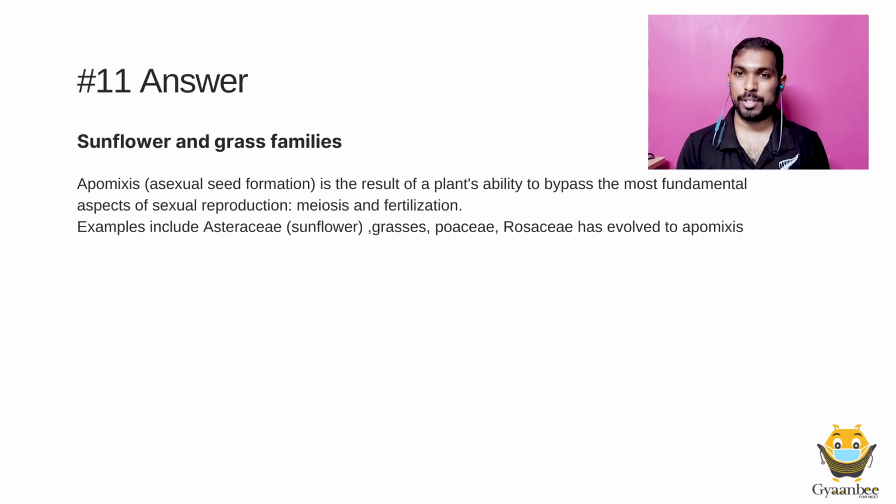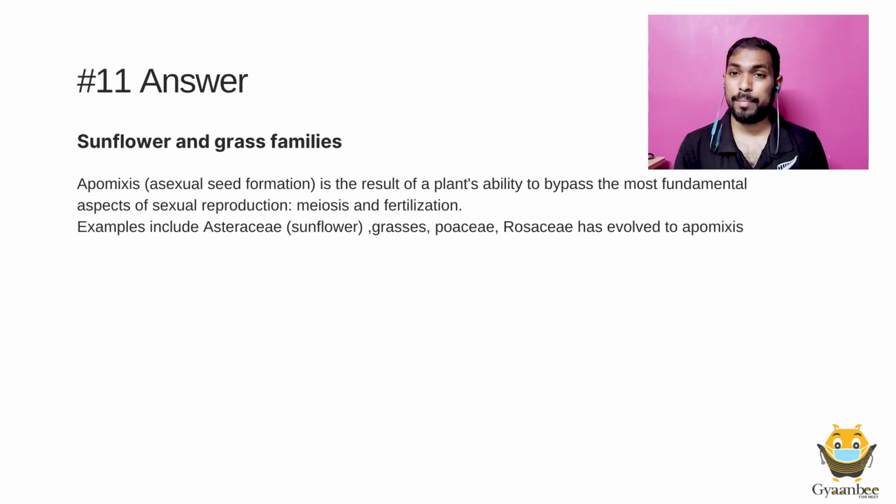Apomixis, which is nothing but asexual seed formation, is a result of the plant's ability to bypass the most fundamental aspects of sexual reproduction, which is basically meiosis and fertilization. Some of the examples include Asteraceae, which is of course sunflower, grasses, Poaceae, and Rosaceae. All of these have evolved to have apomixis, which is nothing but asexual seed formation. Okay, so very good answer. Sunflower and grass families was the answer I was looking for.